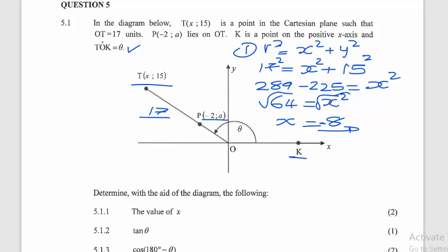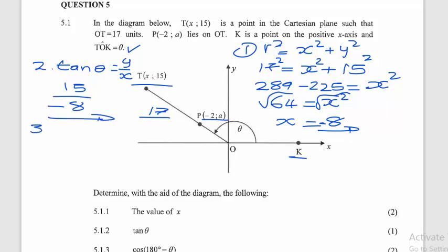So we will carry on and write 5.1.2, where now they want us to determine tan theta, which is the same as your y over x, right? Now for this y over x, we already know the x, we know the y. So we will have y, which is 15, over -8. And that's our 1 mark.